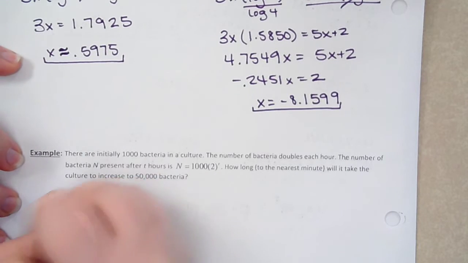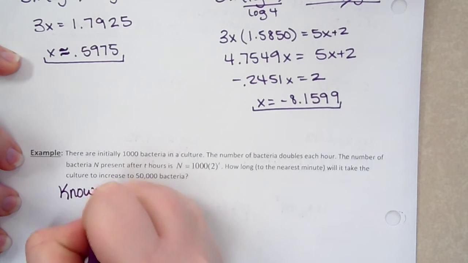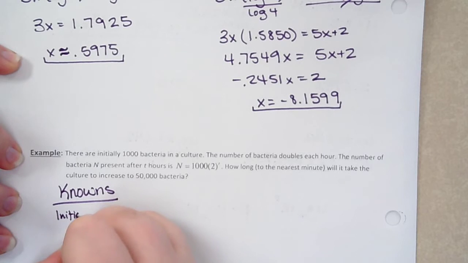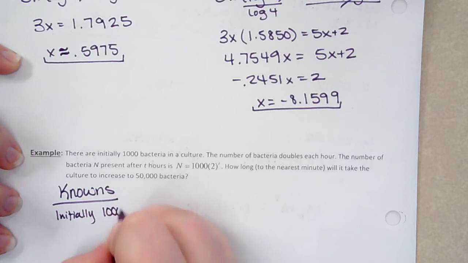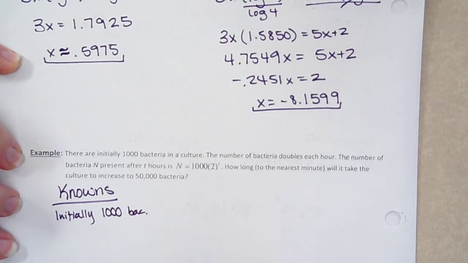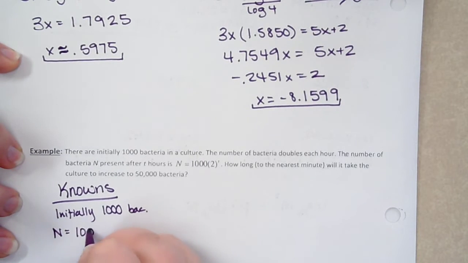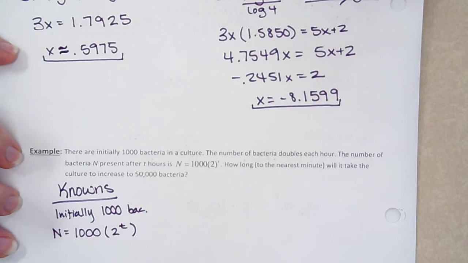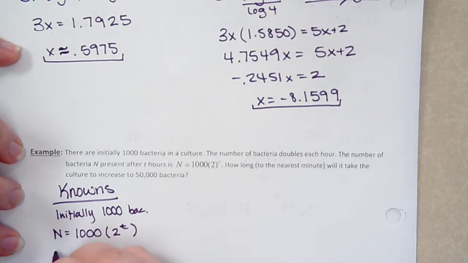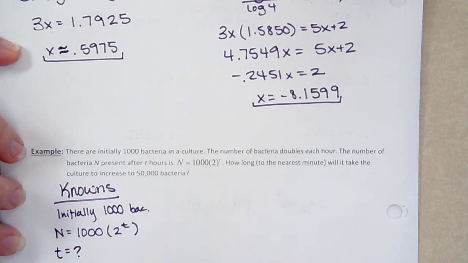So I'm going to start out with my knowns just like I did before. Knowns. Initially, there are 1,000 bacteria. I'm just going to say BAC. The number of bacteria doubles. The number present after t hours is that formula. N equals 1,000 times 2 raised to the t. How long to the nearest minute will it take the culture to increase to 50,000? So I want to know time equals question mark.